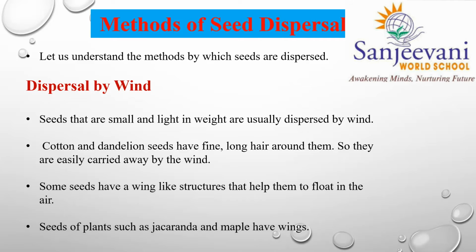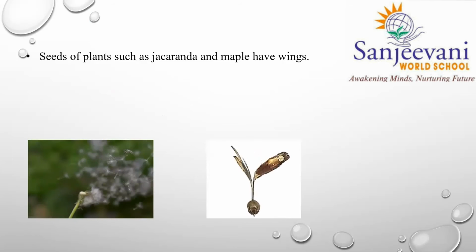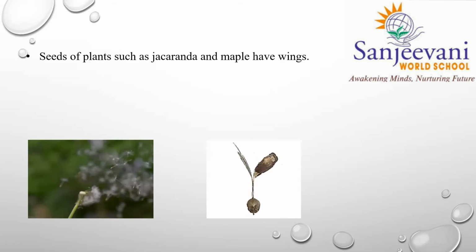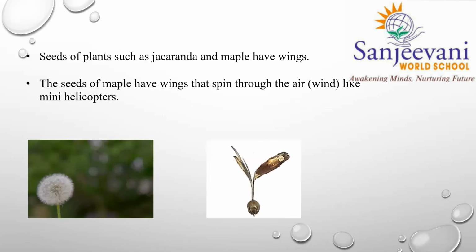Seeds of plants such as jacaranda and maple have wings. As you can see over here, children, these are the pictures of dandelion and maple, right? The seeds of maple have wings that can spin through the air like mini helicopters. This is how these seeds get dispersed.